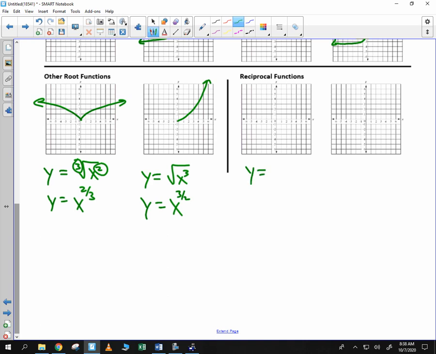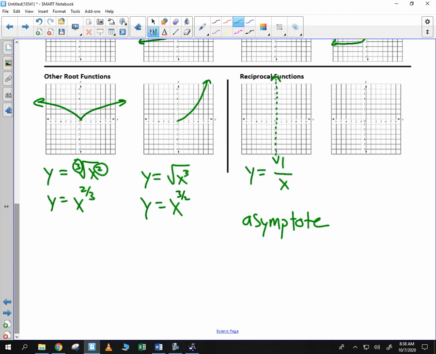Reciprocal functions, these are going to be heavily used. Y equals 1 over x. If you notice, there's one value you can't plug in for x. You can't plug in 0. And so there's this thing we call a vertical asymptote. The word asymptote, some people pronounce it asymptote. That's fine. Asymptote, asymptote, either way is fine. It's a Greek word. Either pronunciation is allowed.